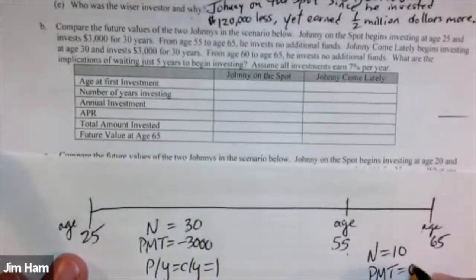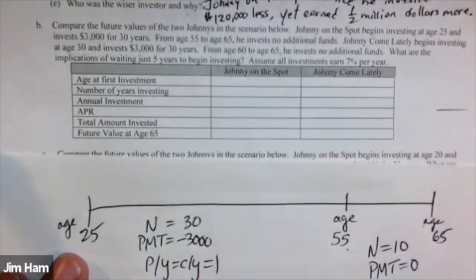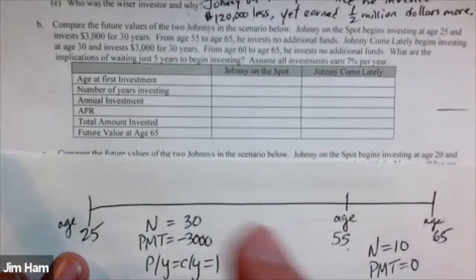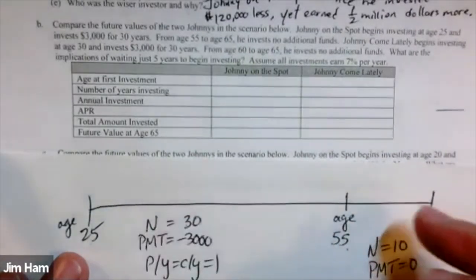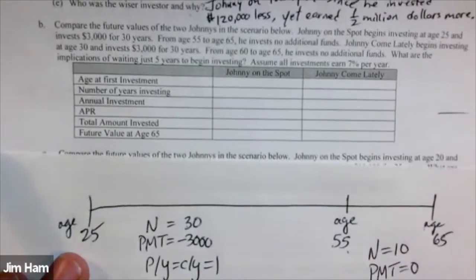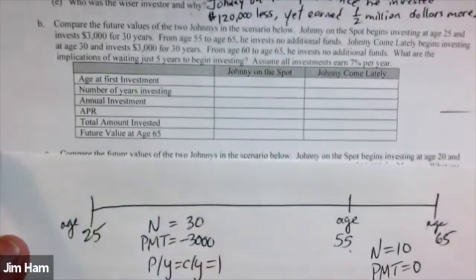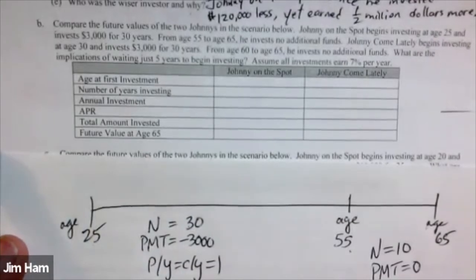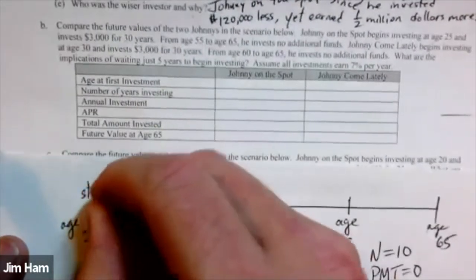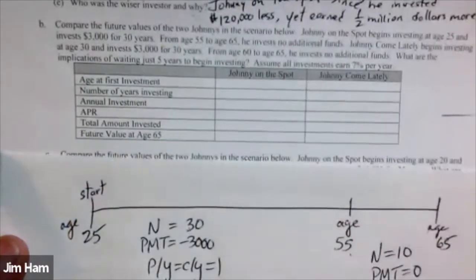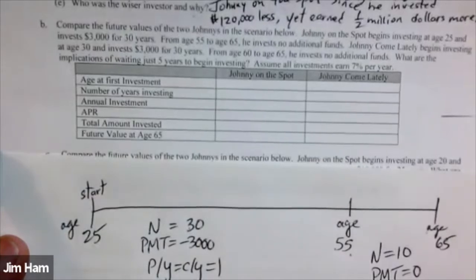So this is very similar to the problem that we just did. Kind of a two-step problem. The first part is an annuity, and the second part is just a lump sum investment. Johnny come lately begins investing at age 30. All right, so we say age 25, age 30. So here's the start for Johnny on the spot, and here's the start of investing for Johnny come lately.